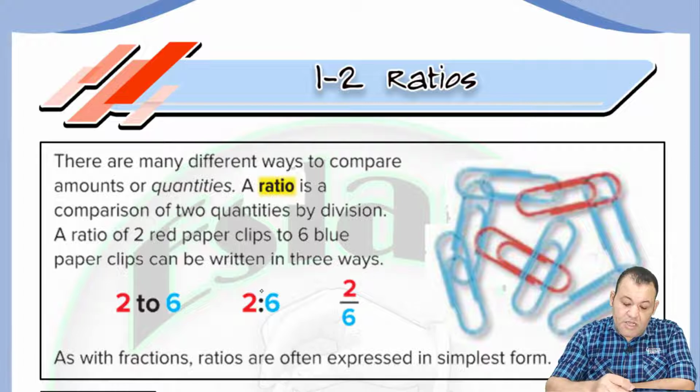Or we can write it with this sign, which is called a colon. So we have here 2 to 6, or we can write it as 2 over 6. This form is a fraction form. Because we write it as a fraction, it means we need to write the ratio in the simplest form.